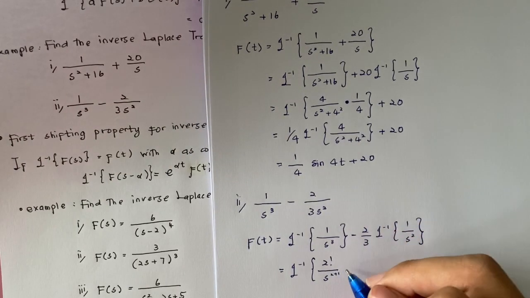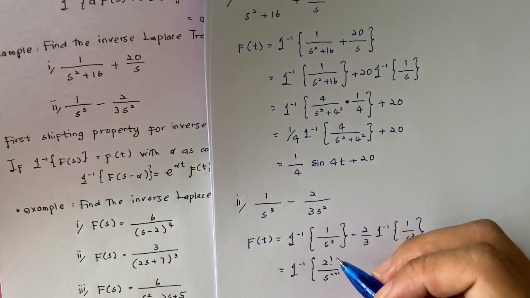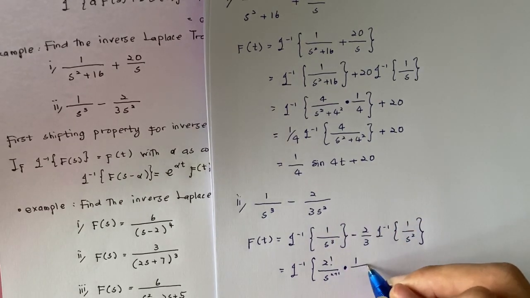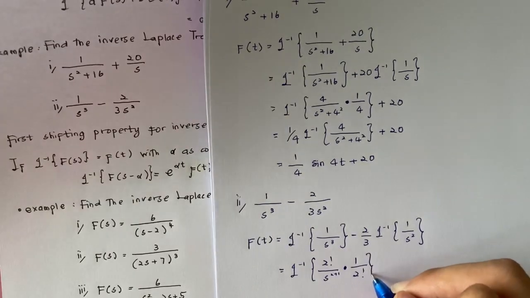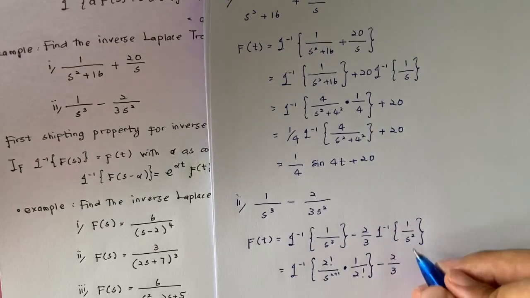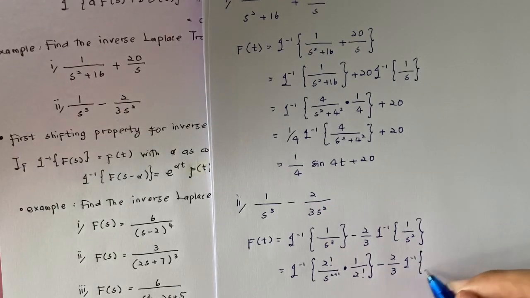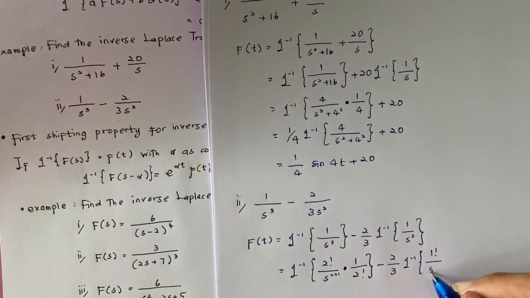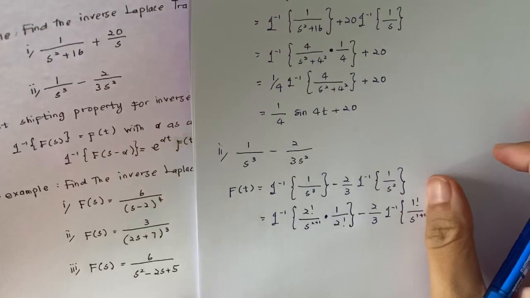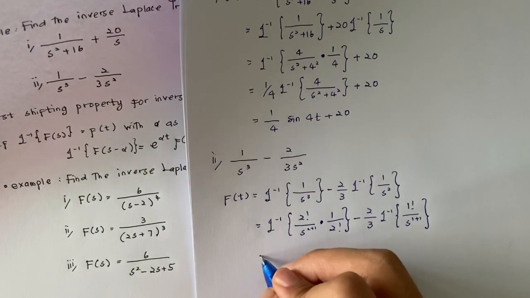And then again, since you just modify this F(s), you need to make sure it becomes the same one again. So you need to multiply by 1 over 2 factorial, minus 2 over 3. The inverse Laplace of this 1 over s squared is 1 factorial over s^(1+1), so you don't have to change anything. Okay, so try to solve this.